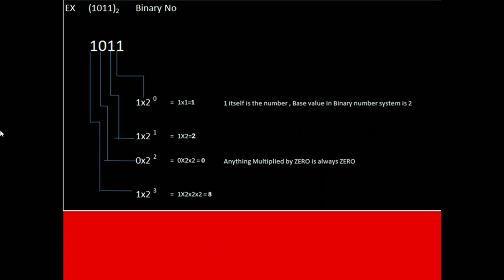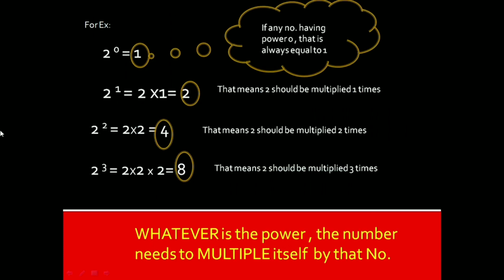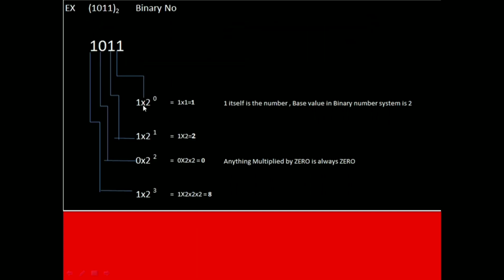If you remember, we have seen in the previous slide that 2 to the power 0 equals 1. So here 2 to the power 0 equals 1. So the calculation will be 1 into 1 equals 1. The second place value is 1. The number itself is 1 into, now from 2 to the power 0 it will be 2 to the power 1. So 1 into 2, it will be multiplied one time.